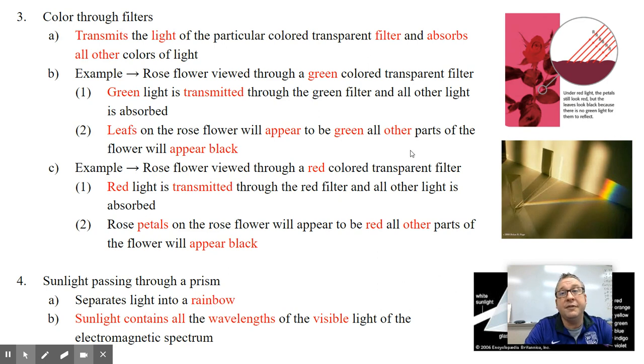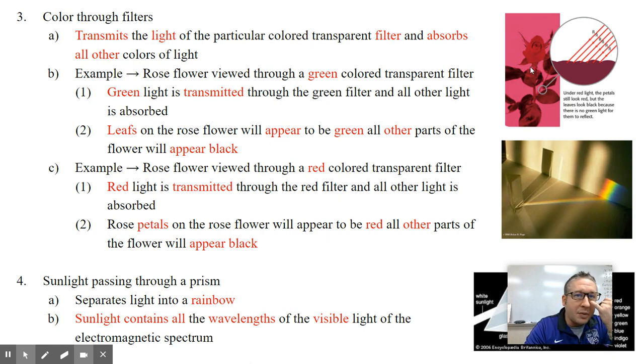So putting a green filter on a white light source and focusing that on a rose, the green leaves will still be green, but everything else is going to look like a dull black color. Now, if you were to take the rose flower again and shine the natural light through the red filter, the red light is going to be transmitted through the red filter, and all the other colors will then be filtered out or absorbed. The rose petals will be red like they are before, but we will then see everything else appear to be black on the other parts.